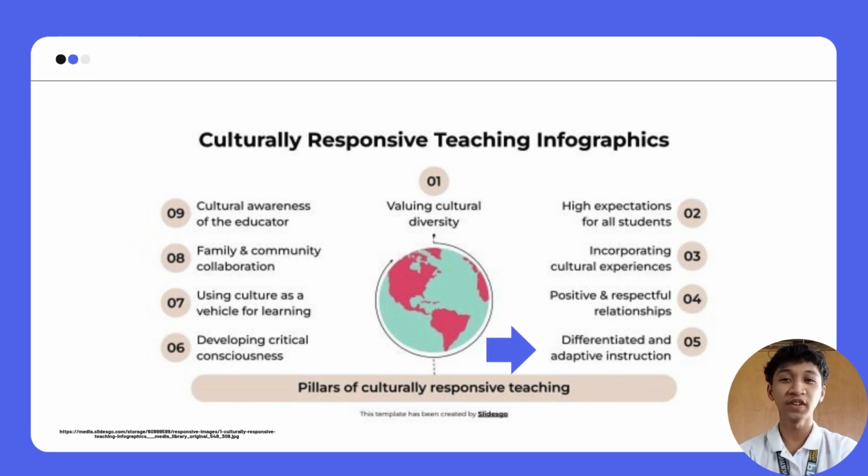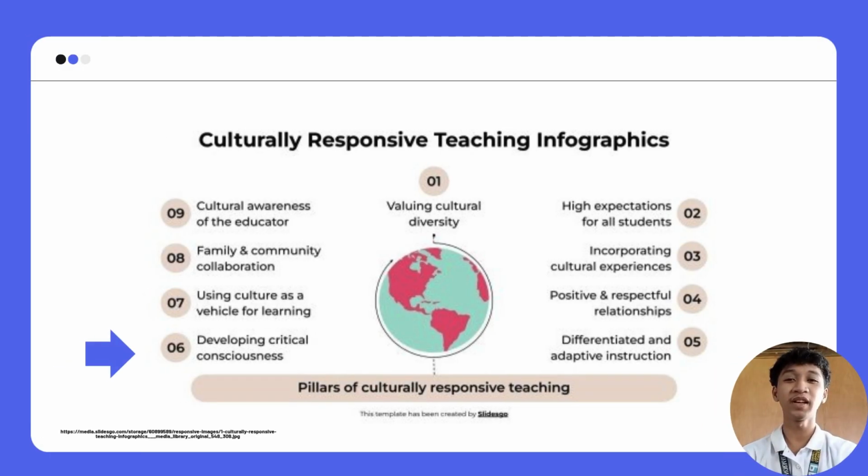Number 5. Differentiated and adaptive instruction. We tailor teaching methods to students' diverse learning needs, including language, ability, and culture. Number 6. Developing critical consciousness. We teach students to recognize and challenge social injustice, promoting equity and advocacy.